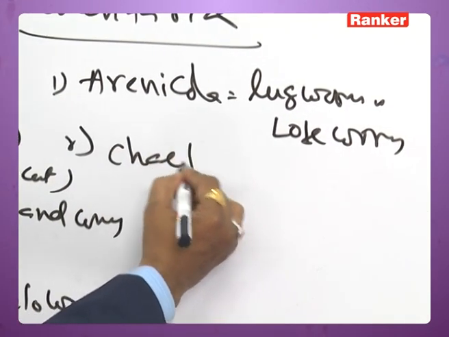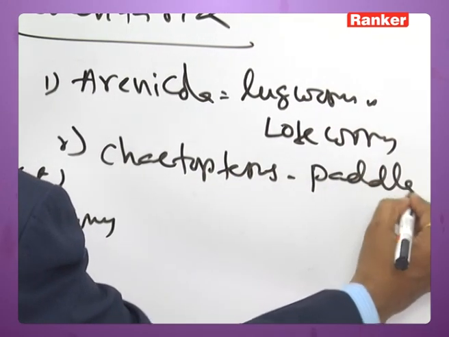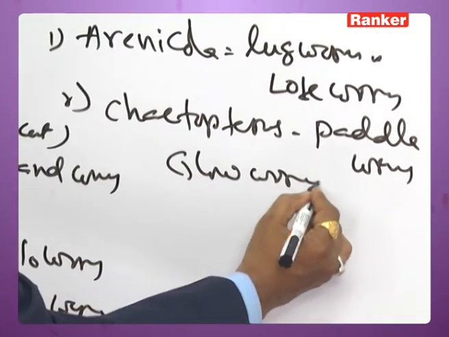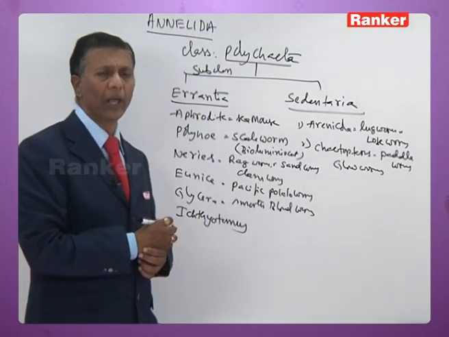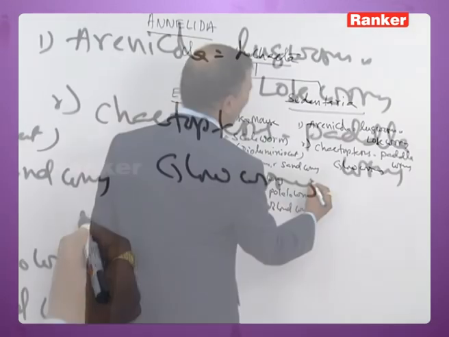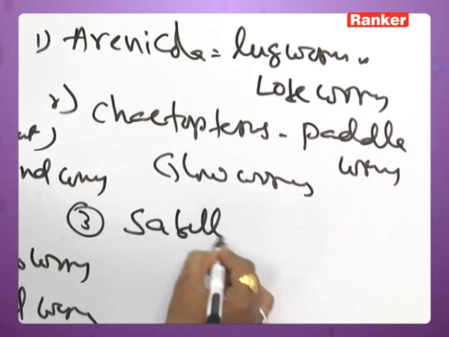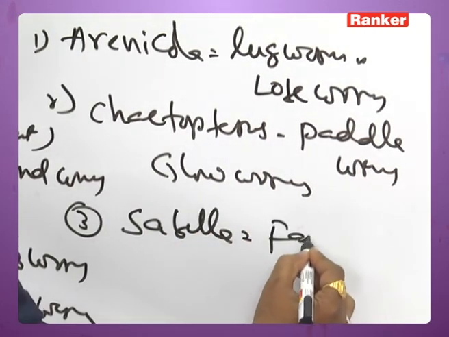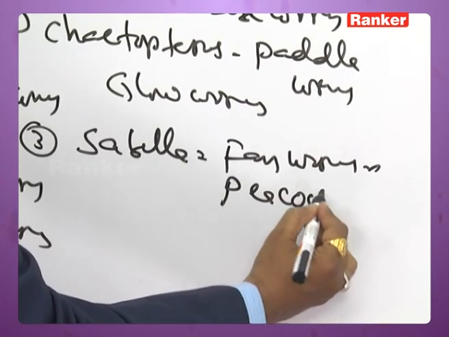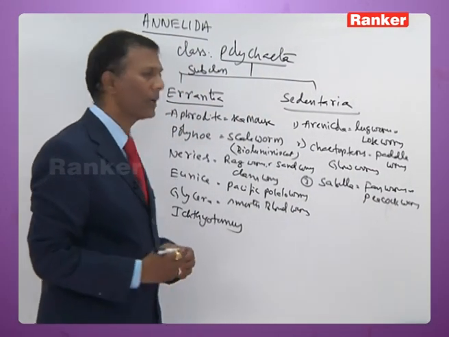Number 2, Chaetopterus, paddleworm or glowworm. Chaetopterus is also bioluminescent. It is commonly called paddleworm or glowworm. Next you have Sabella, commonly called fanworm or peacock worm.